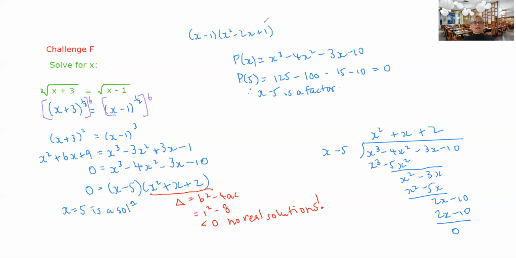Let's just check that that is okay. So on the left-hand side, we sub in x as 5, we get cubed root of 5 plus 3, which is cubed root of 8, which is 2. That's all good. Right-hand side, we get square root of 5 minus 1, which is square root of 4, which is 2. So yes, that's all good. And that's in fact our only real solution.